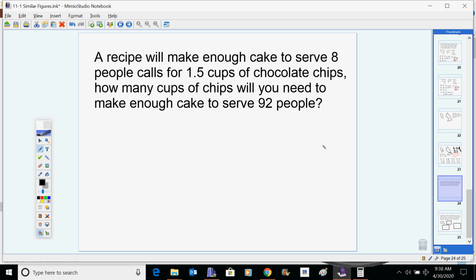So we have a recipe, and it's going to make enough cake to serve 8 people. And it calls for 1.5 cups of chocolate chips. How many cups of chips will you need if you want to make enough cake to serve 92 people?